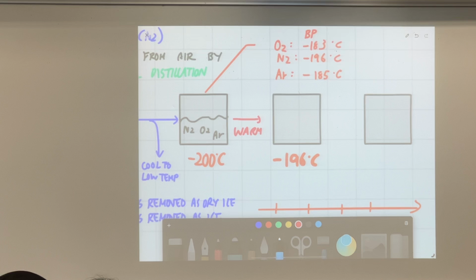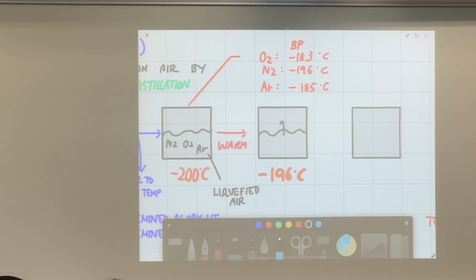As soon as we warm -200 degree liquefied air to -196, something will come out of the liquid air. The gas, nitrogen, will boil off first. So you see nitrogen escaping? Yeah, you can collect it. Okay, and can you circle nitrogen? This is what we collect for the Haber process.